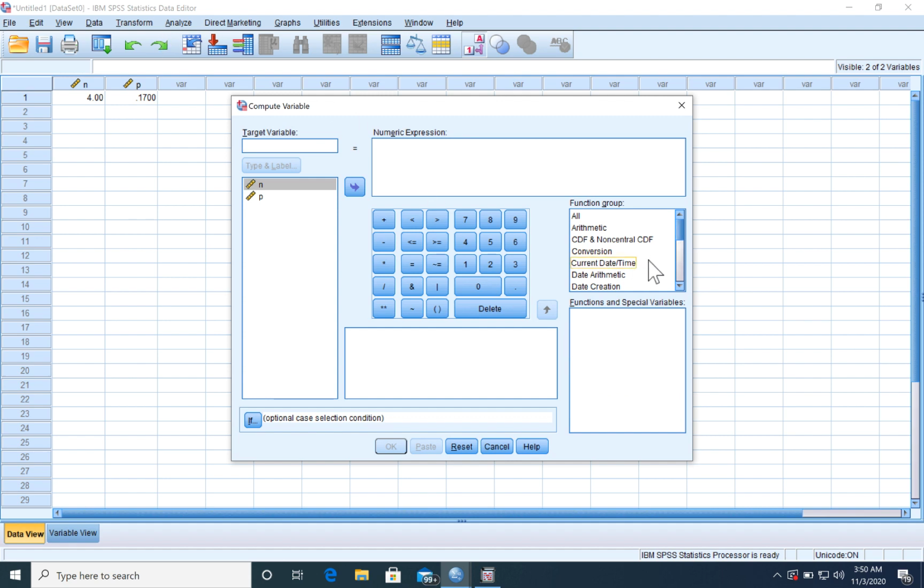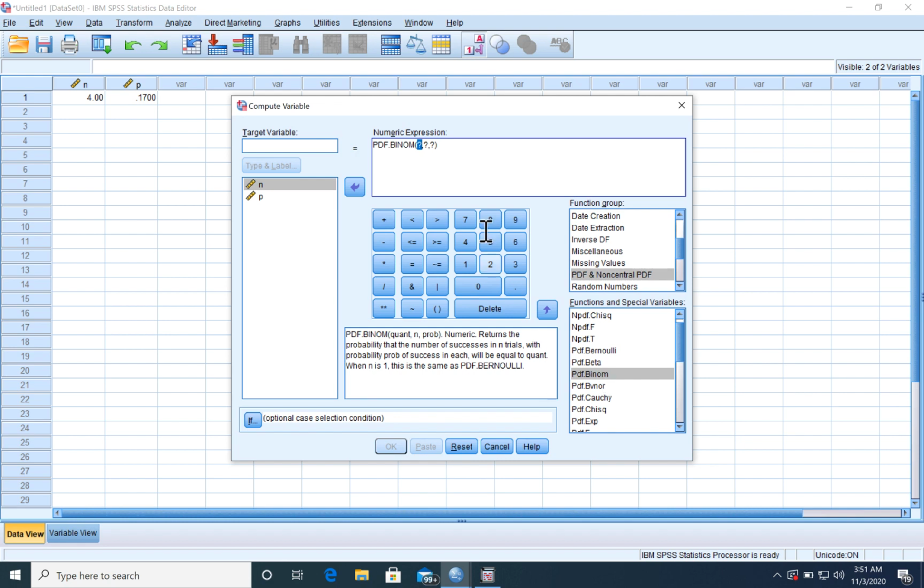The binomial probability distribution is a discrete probability distribution. So we will go to PDF and non-central PDF, and pick binomial probability, PDF binom. The binomial probability used to be called Bernoulli trials not long ago. PDF Bernoulli and binom are the same thing, but we'll go with this since it's called this.